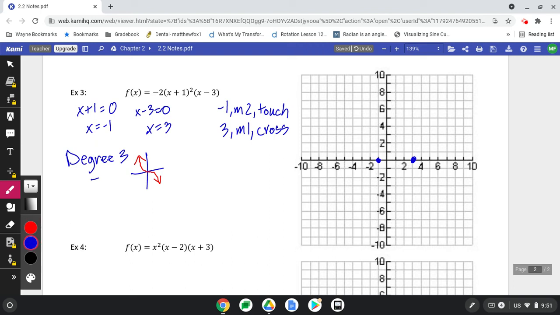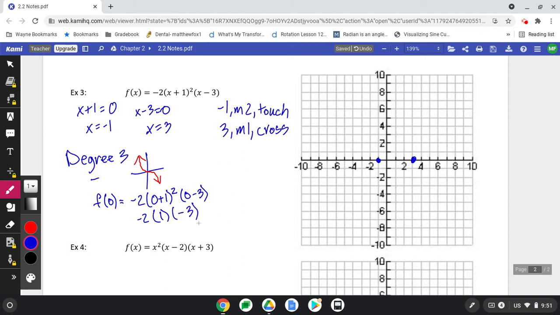Okay, now, as we said, we need to find what our y-intercept is. So f of 0 equals, and then it's negative 2 times 0 plus 1 squared, and then 0 minus 3. So another way, if we simplify, negative 2, 0 plus 1 is 1, 1 squared is 1, and that becomes negative 3.